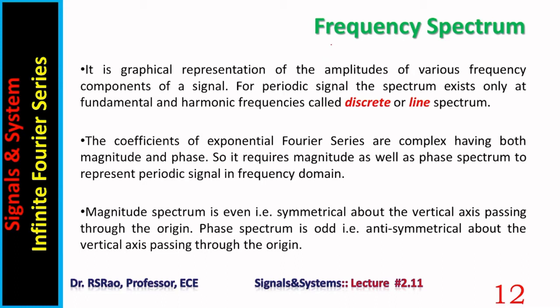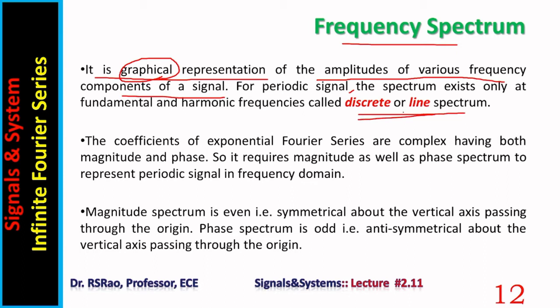A few points are given here describing the term frequency spectrum. It is a graphical representation of amplitudes of various frequency components of a signal. So to begin with, one has to understand that it is a graphical representation, a picture. It gives amplitudes of various frequency components. For a periodic signal, the spectrum consists of lines only at the fundamental and harmonic frequencies, called a discrete or line spectrum. For periodic signals, it is discrete. For non-periodic signals, you are going to see it is continuous.